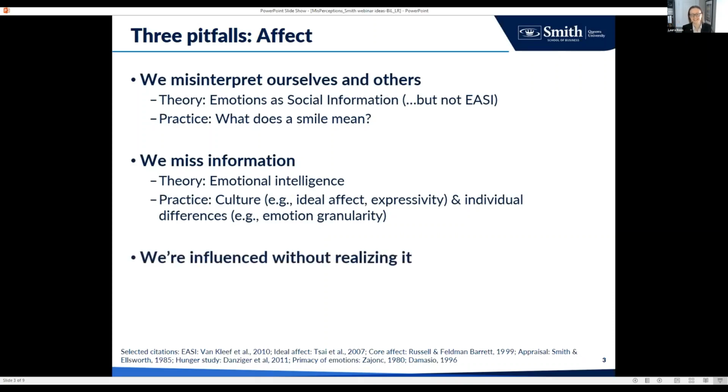Okay, and so besides the fact that we miss a lot of information, and we misinterpret some of the information that we see, we're actually sometimes also influenced without even realizing it, which is one of my favorite things to think about. And this is where we can get a lot of practice and actually do a lot of things ourselves to make this better. And a few theories apply here. The first is this idea that emotions are primary.